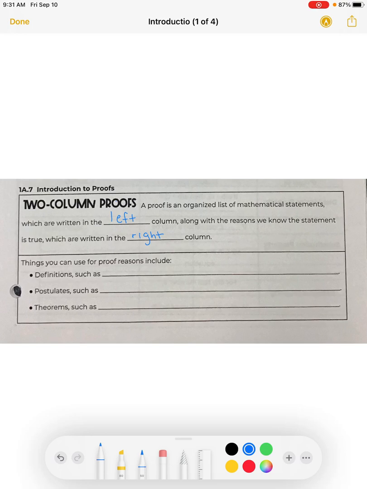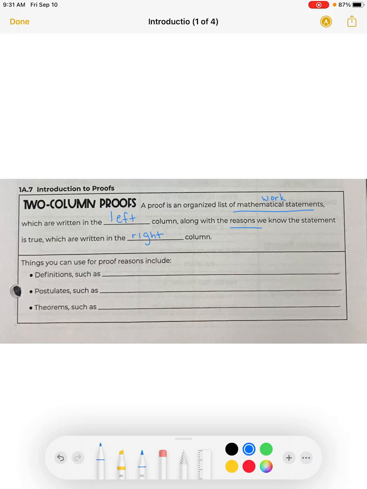Basically the left-hand side is going to be the mathematical statement, which is kind of like your work, okay? And then on the right-hand side is going to be your reasons. Why did you do that step?